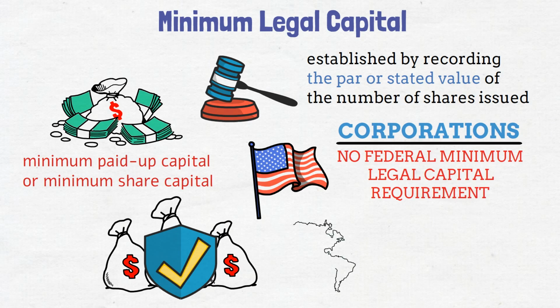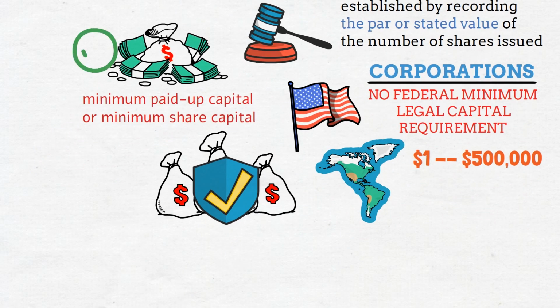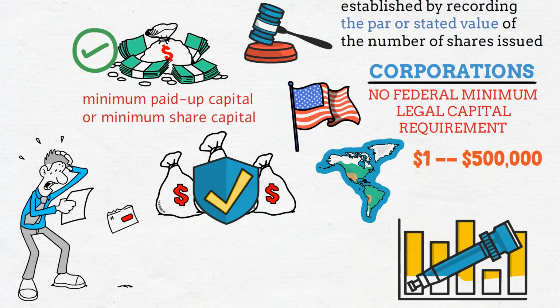However, individual states may have their own minimum capital requirements, ranging from a nominal amount, such as $1, to a substantial sum, such as $500,000 or more. Companies must comply with the minimum legal capital requirement, as failure can result in fines, penalties, or even legal action. Additionally, having adequate capital can help ensure that the company can meet its financial obligations and pursue growth opportunities over the long term. Prior period adjustment.